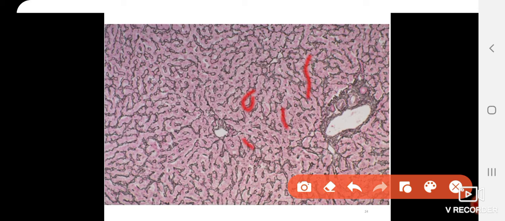So normally the liver is 2 cell plate thick. So these will be 2 cells, meaning in between these two black lines 2 hepatocytes will be there. So that is normal.